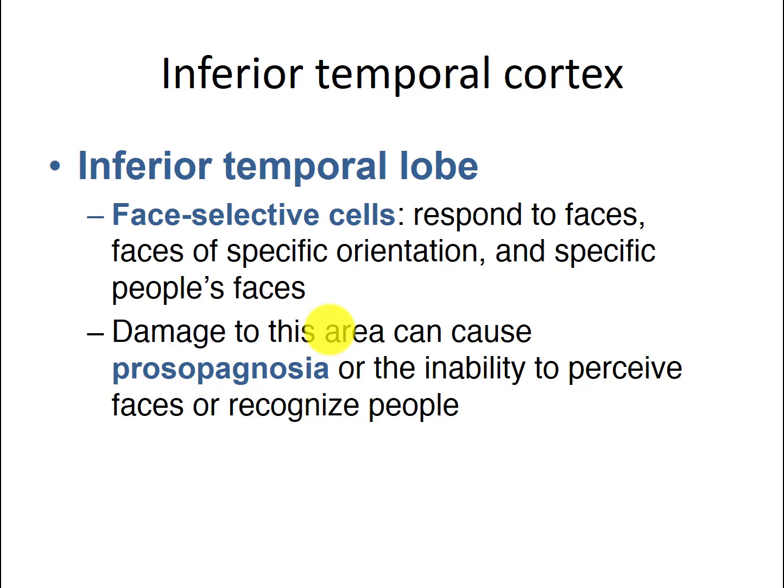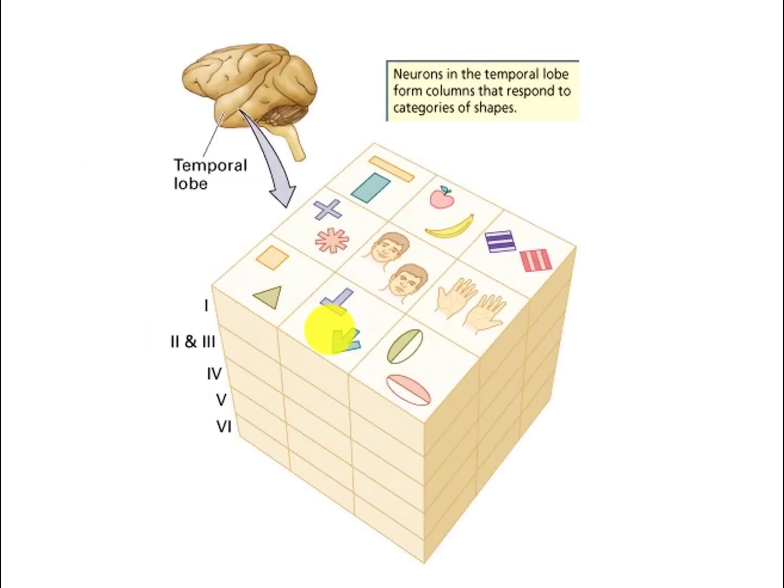Damage to these cells can produce a condition called prosopagnosia, inability to perceive faces or recognize people. This can be severe where you don't even recognize your own mother's face or father's or best friend's face. But this is a spectrum disorder oftentimes, and some people are just really bad at faces. I think I have a minor case of this because I don't recognize people I really should recognize.